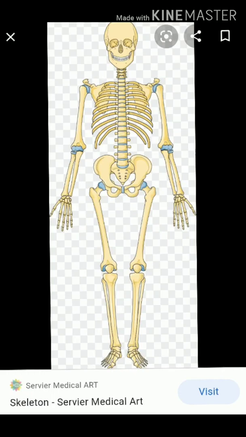Now see this diagram of the human skeleton. As you know, in this diagram all parts of the skeleton are given. First I start from top to bottom. At the top is the skull, which protects the brain. After the skull, below is a cage-like structure, the rib cage, which protects the heart and lungs.